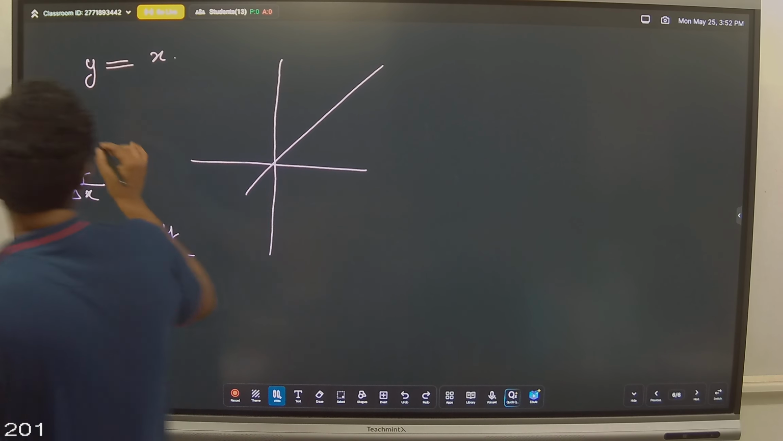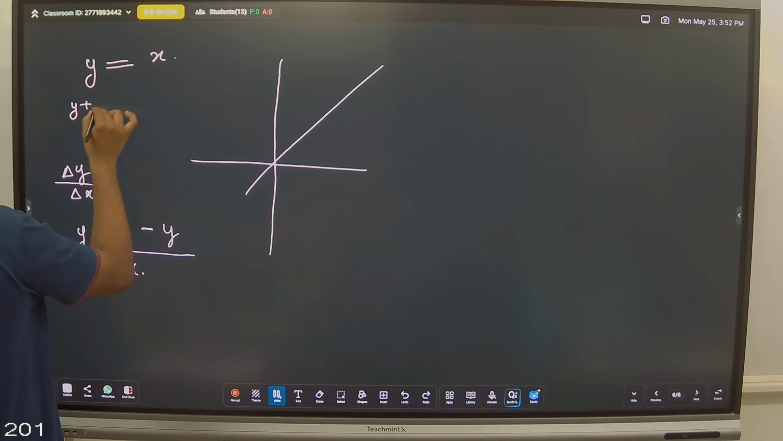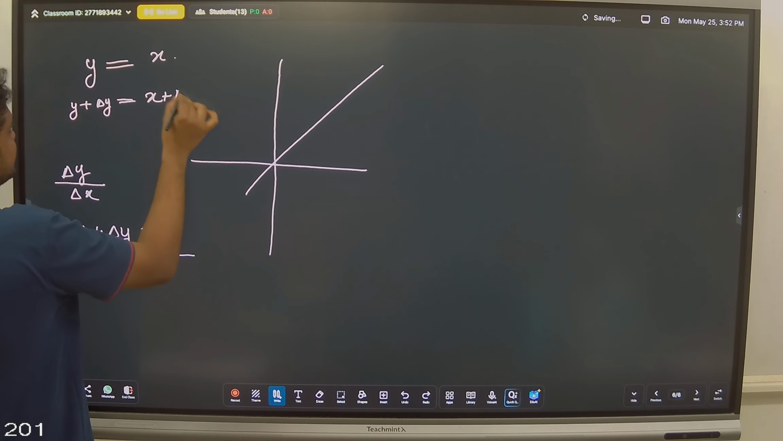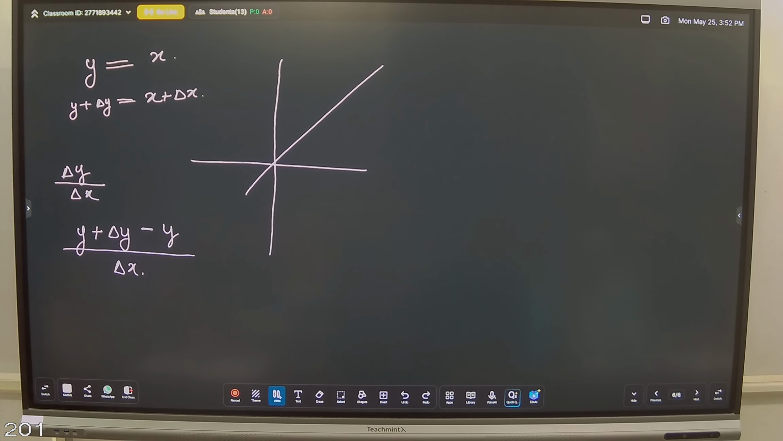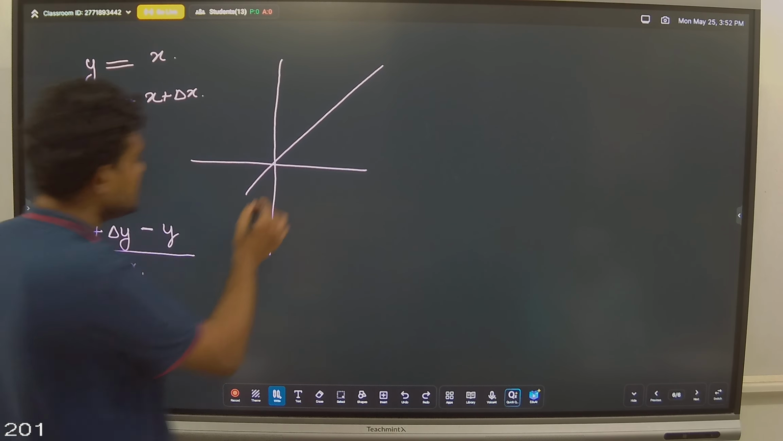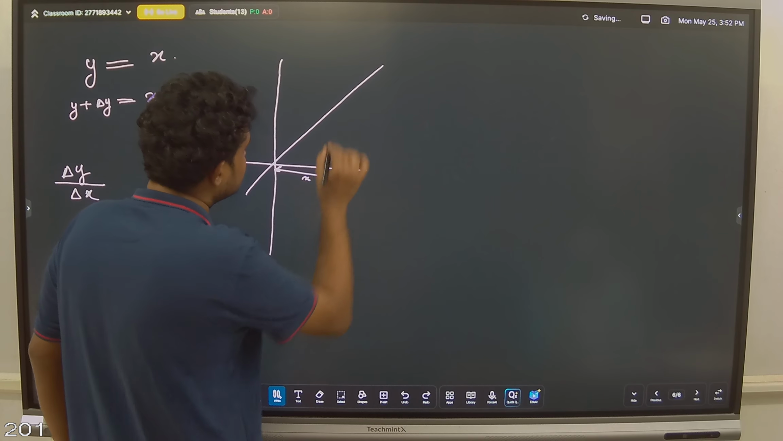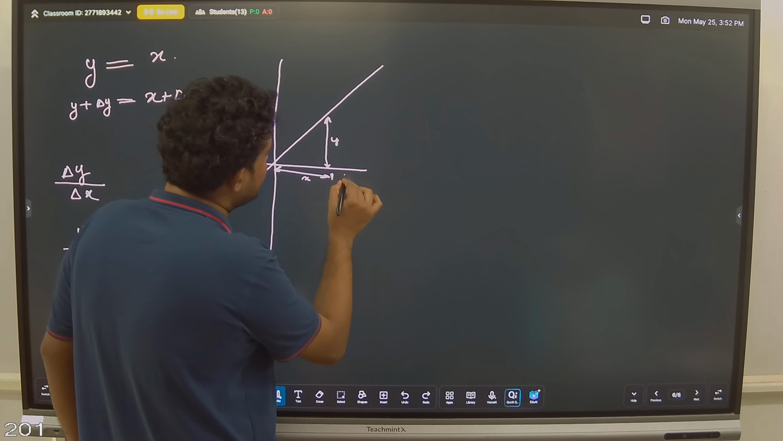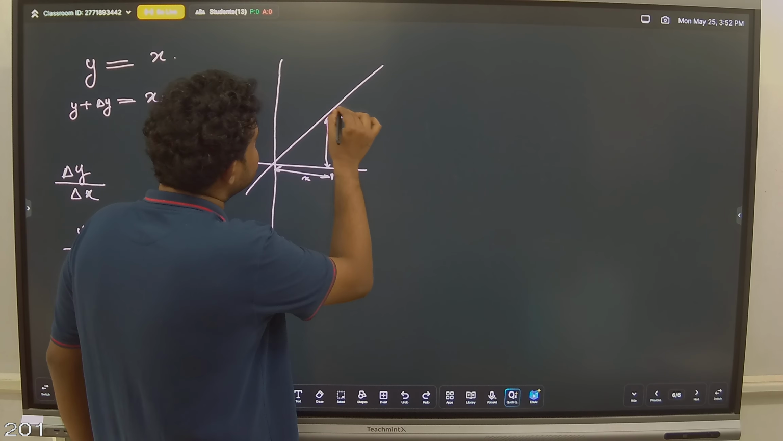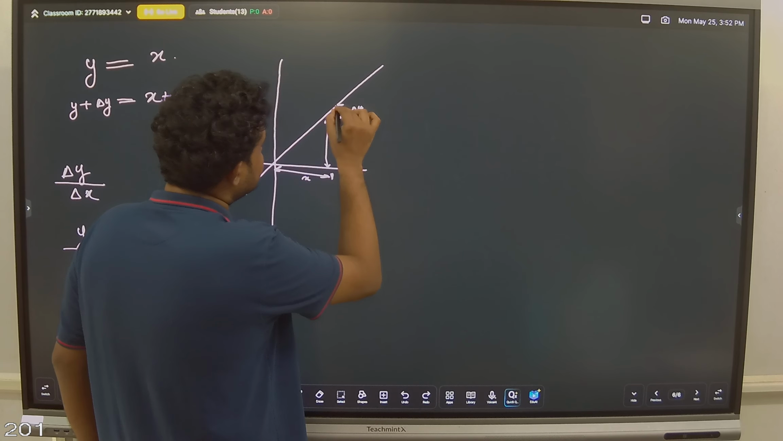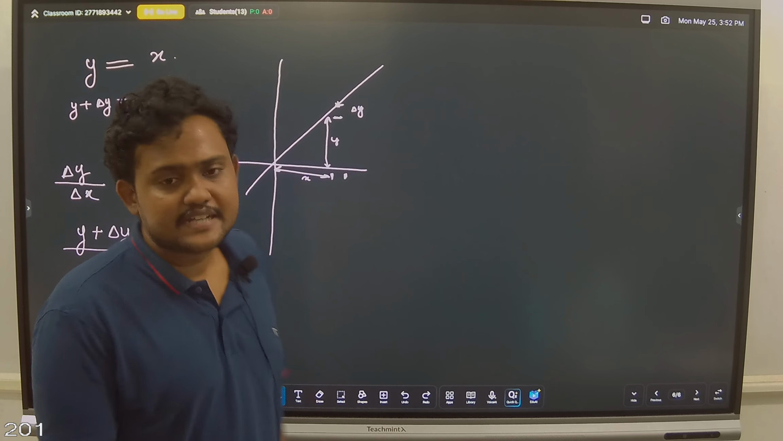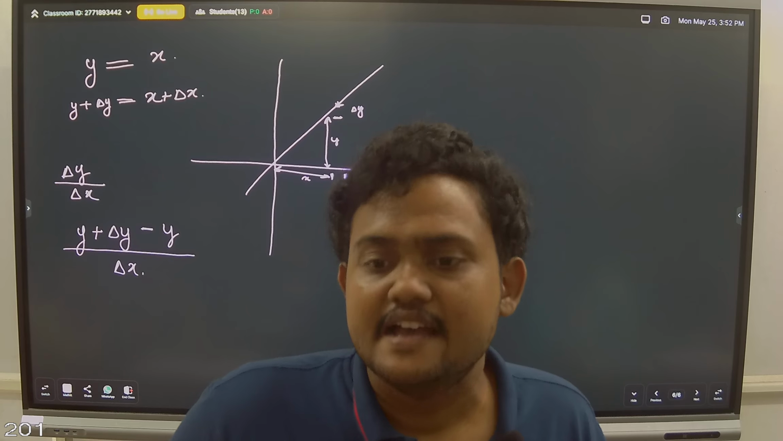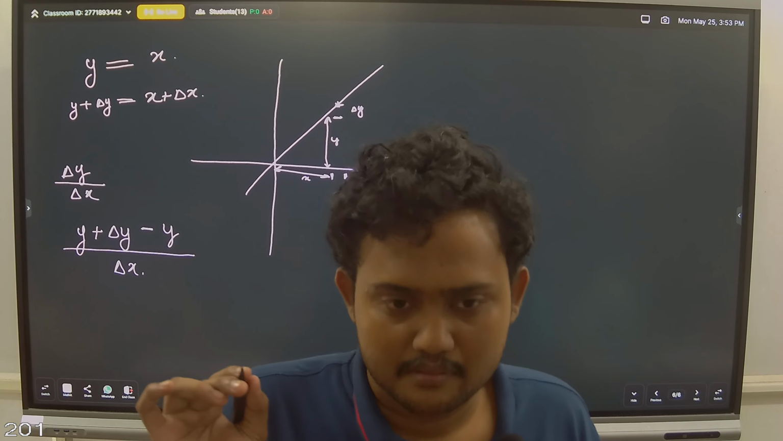Now here y plus delta y is going to be equal to x plus delta x, correct? If this is x and this is y, I move by a small amount delta x, this will move upwards by a small amount delta y, right? So this point, x plus delta x comma y plus delta y, satisfies the line, right?